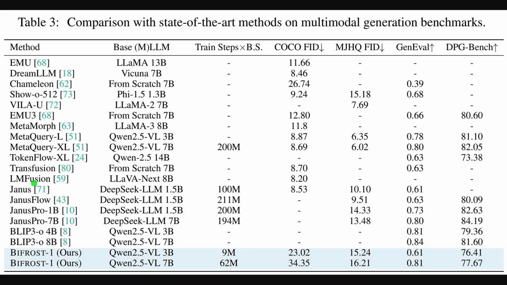Moving to the results, this table stacks unified models against several generation benchmarks, listing base multimodal language models, training scale, and 4 metrics. Focus first on the shaded rows, which show BIFROST-1 with Qwen 2.5 VL 3B and 7B. Despite only 9 million and 62 million image text pairs, the models post solid MJHQ FID and lead strong on GenEval and DPG-Bench. Compared with heavier baselines like Janus and MetaQuery, the efficiency quality trade-off looks highly favorable.